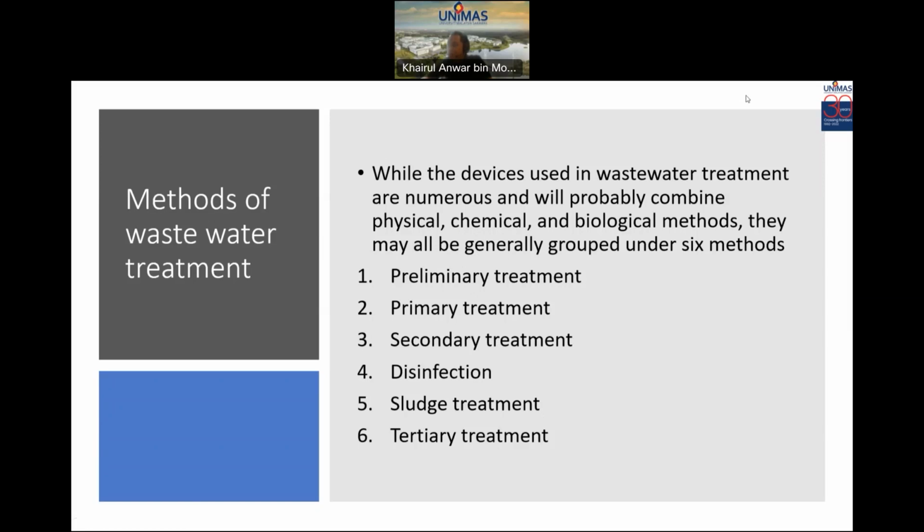While the devices used in wastewater treatment are numerous and will probably combine physical, chemical, and biological methods, they may all be generally grouped under six methods: preliminary treatment, primary treatment, secondary treatment, disinfection, sludge treatment, and tertiary treatment.